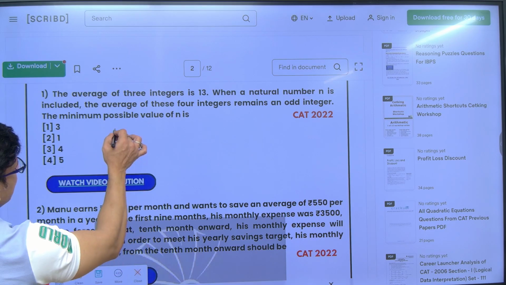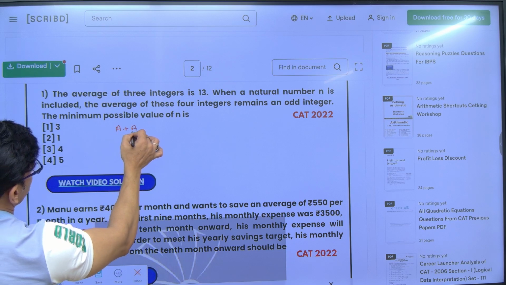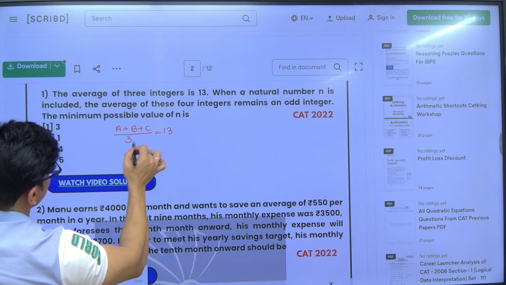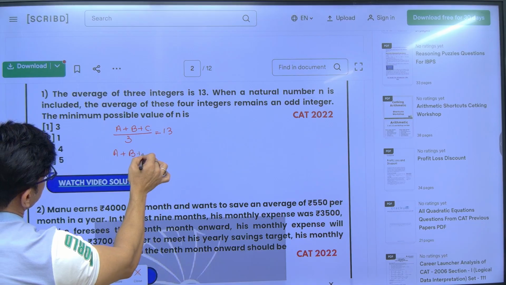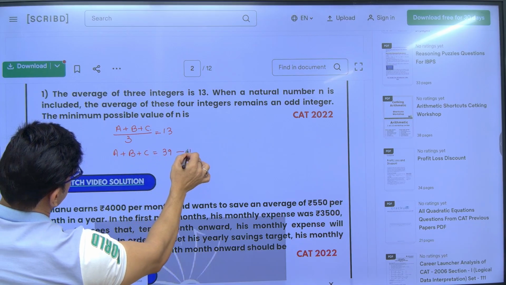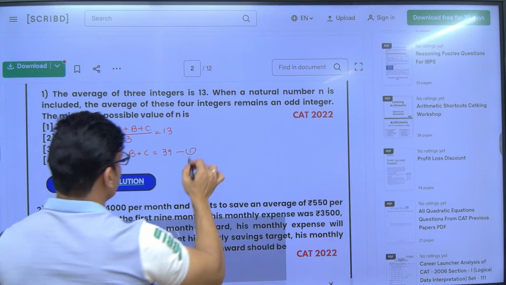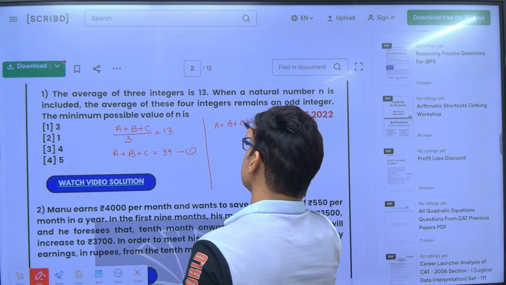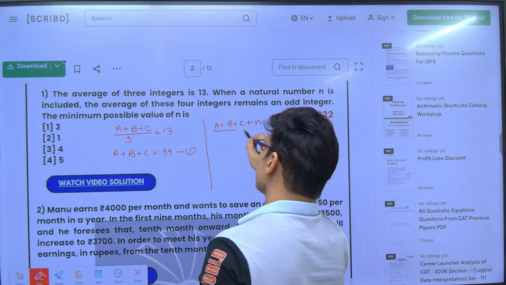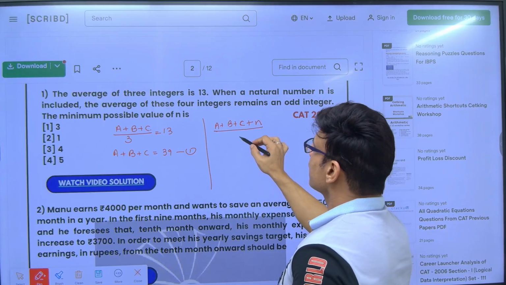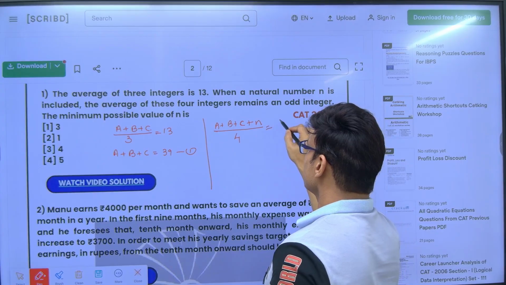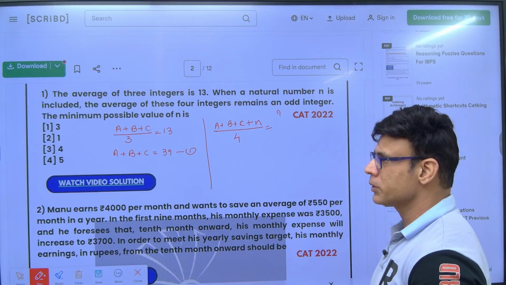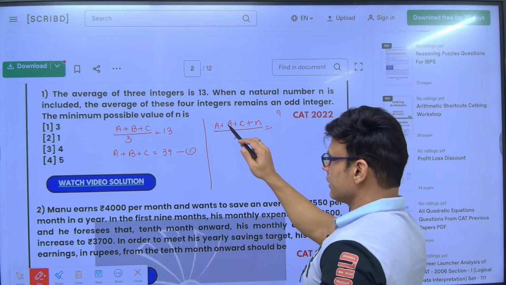So let's say the three numbers are a, b, c. Integers a plus b plus c divided by 3 will give you 13. What is a plus b plus c? 39. First equation, right? Now they are saying that when you include a natural number, means a plus b plus c plus n, n is a natural number, now divide by 4. Whatever this result is should be an odd number, right? So what is the smallest possible value of n? Now understand this.